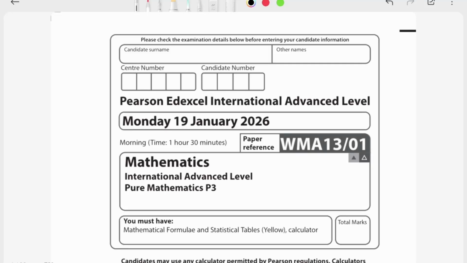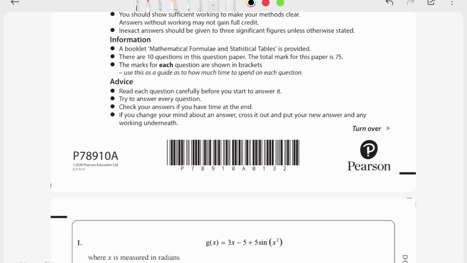Hello everyone, I am Midhat Mowla, your A2 Math instructor at Elevare, and today we will be solving the P3 January 26 paper. So let's get right into it.